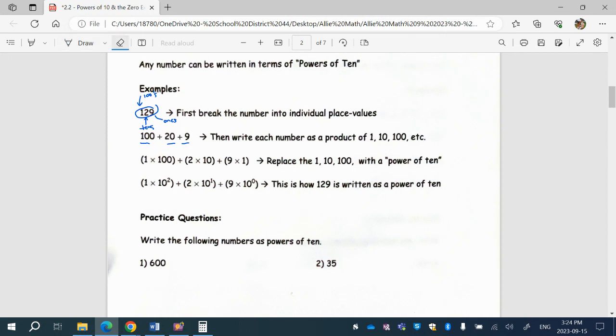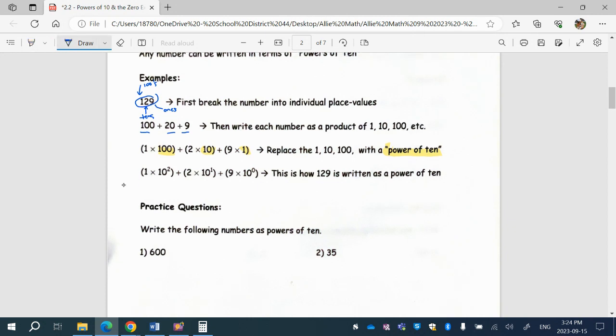Then we replace the 100, the 10, and the 1. We're going to replace them with a power of 10. So now this 100 became 10 to the power of 2, which we know to equal 100. So now we have 1 times 10 to the power of 2. This 10 became 10 to the power of 1. We still have our 2 there. And this 1 here became 10 to the power of 0, which we just learned is always equal to 1.